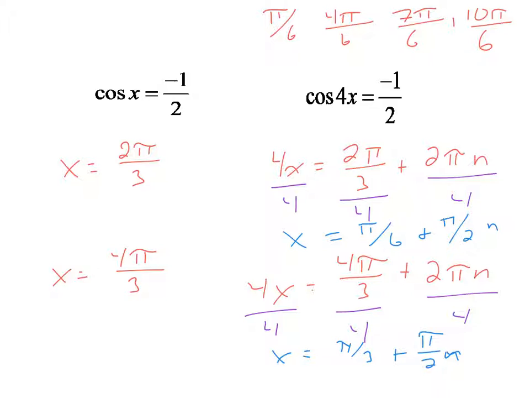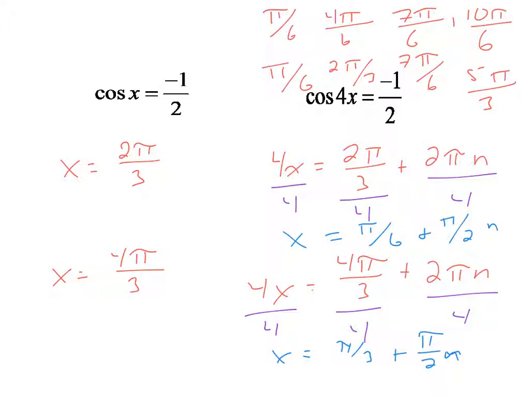I'm going to run out of room here, but pi over 6 is pi over 6. 4 pi over 6 is 2 pi over 3. 7 pi over 6 is 7 pi over 6. And 10 pi over 6 is 5 pi over 3.